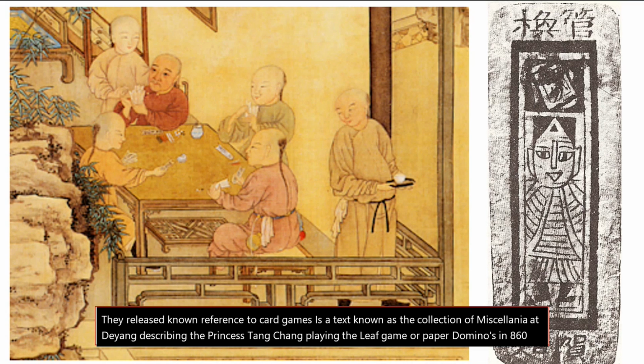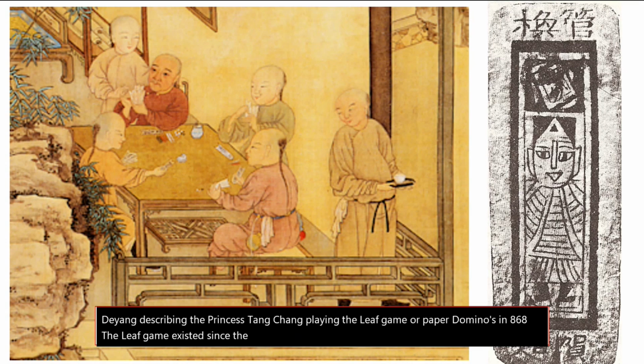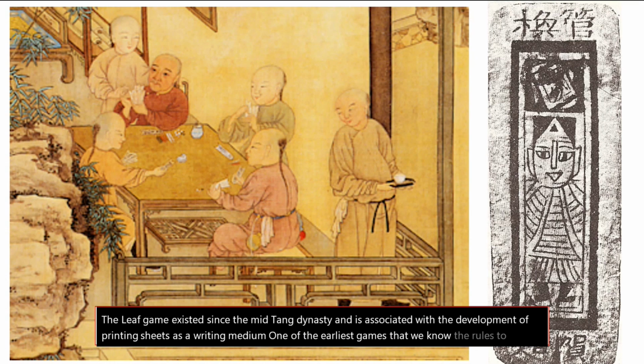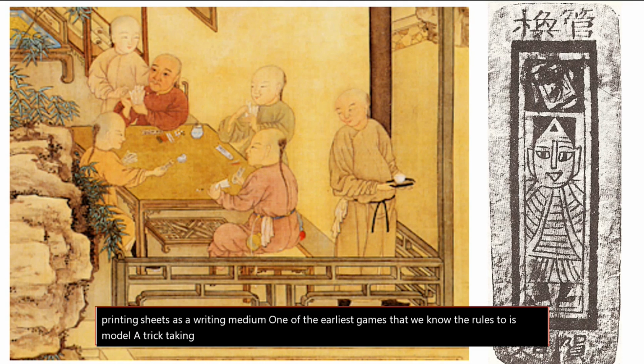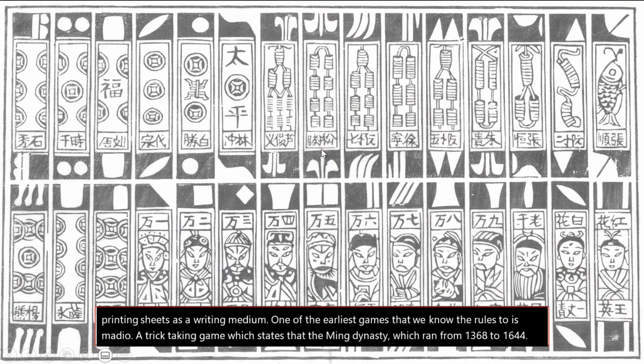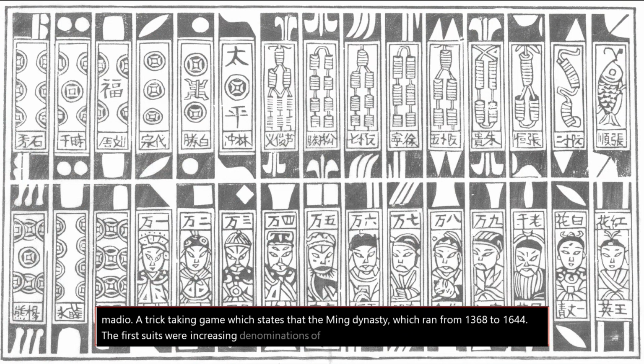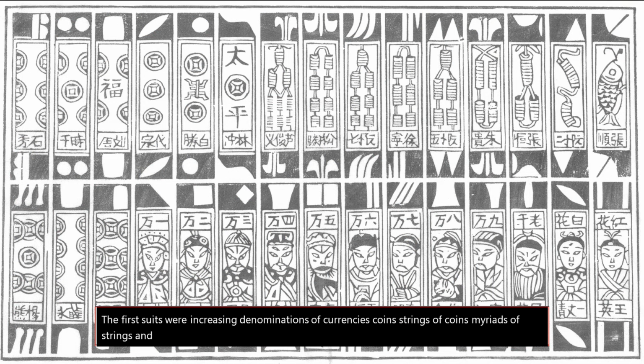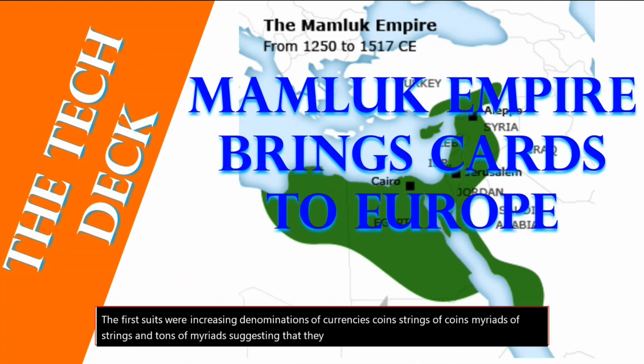The leaf game existed since the mid-Tang dynasty and is associated with the development of printing sheets as a writing medium. One of the earliest games that we know the rules to is Ma Diao, a trick-taking game which dates to the Ming dynasty, which ran from 1368 to 1644. The first suits were increasing denominations of currencies: coins, strings of coins, myriads of strings, and tens of myriads, suggesting that they were derived from money.